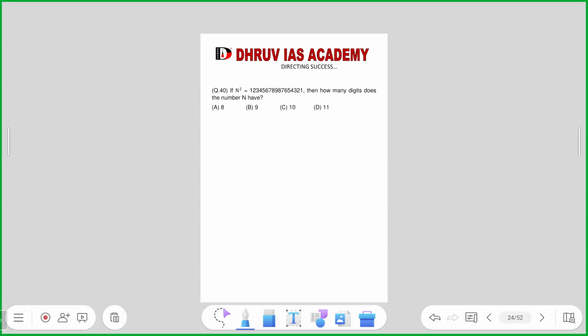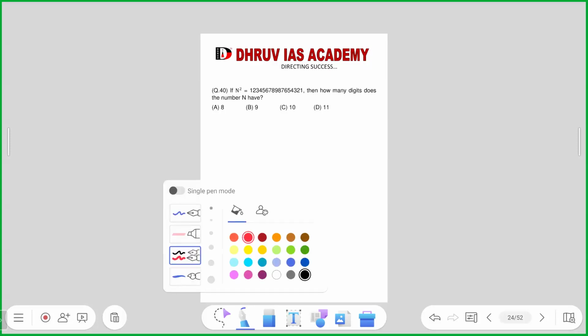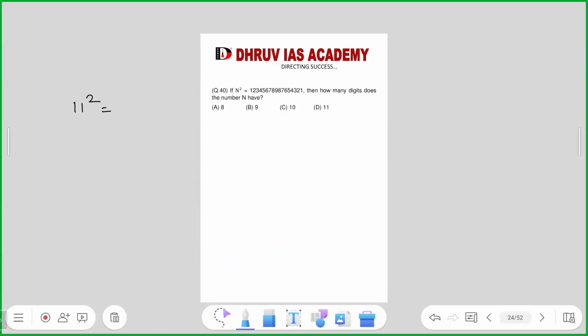If you observe, 11 square is 121. If you find 11 square, it will be 121. If you find 111 square, it will be 12321. And 1111 square will be 1234321. Here it is 1, 2, 1: 1 increasing up to 2, again decreasing. 1, 2, 3, decreasing to 1. 1, 2, 3, 4, and then increasing and decreasing.